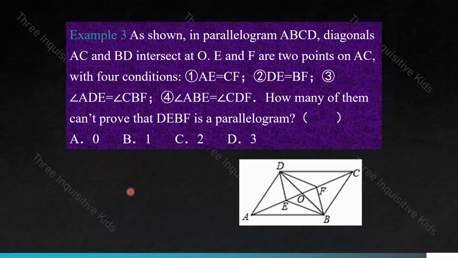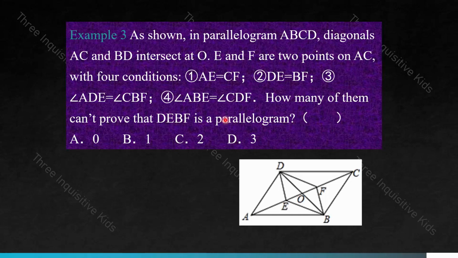Example 3. As shown in parallelogram ABCD, diagonals AC and BD intersect at point O. E and F are two points on AC with 4 conditions. AE is equal to CF. DE is equal to BF. Angle ADE is equal to angle CBF. Angle ABE is equal to angle CDF. How many of them can't prove that DEBF is a parallelogram? So in other words, how many of these conditions are useless when it comes to proving that DEBF is a parallelogram?